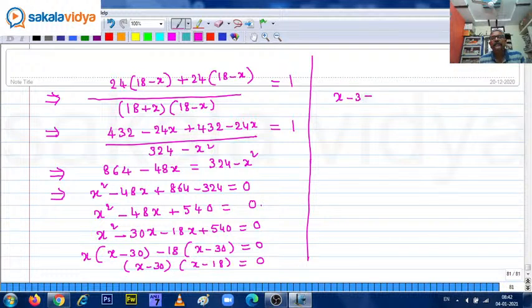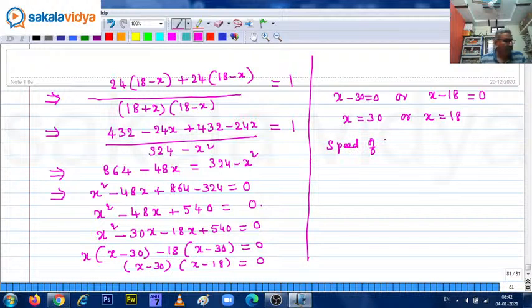X minus 30 equals to 0 or x minus 18 equals to 0. X is equal to 30 or x is equal to 18. So then speed of the stream, 30 kmph or 18 kmph. I think there will be somewhat deviation is there. Let us check our solution once again.